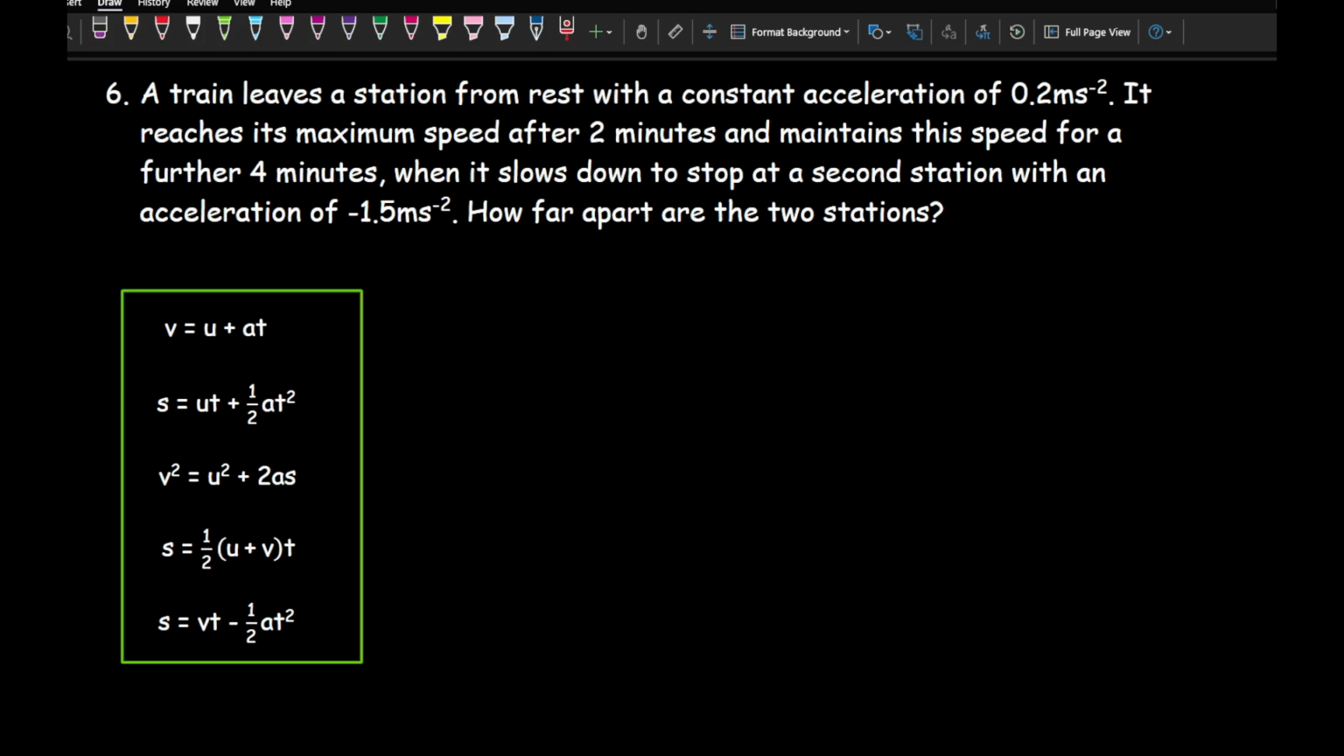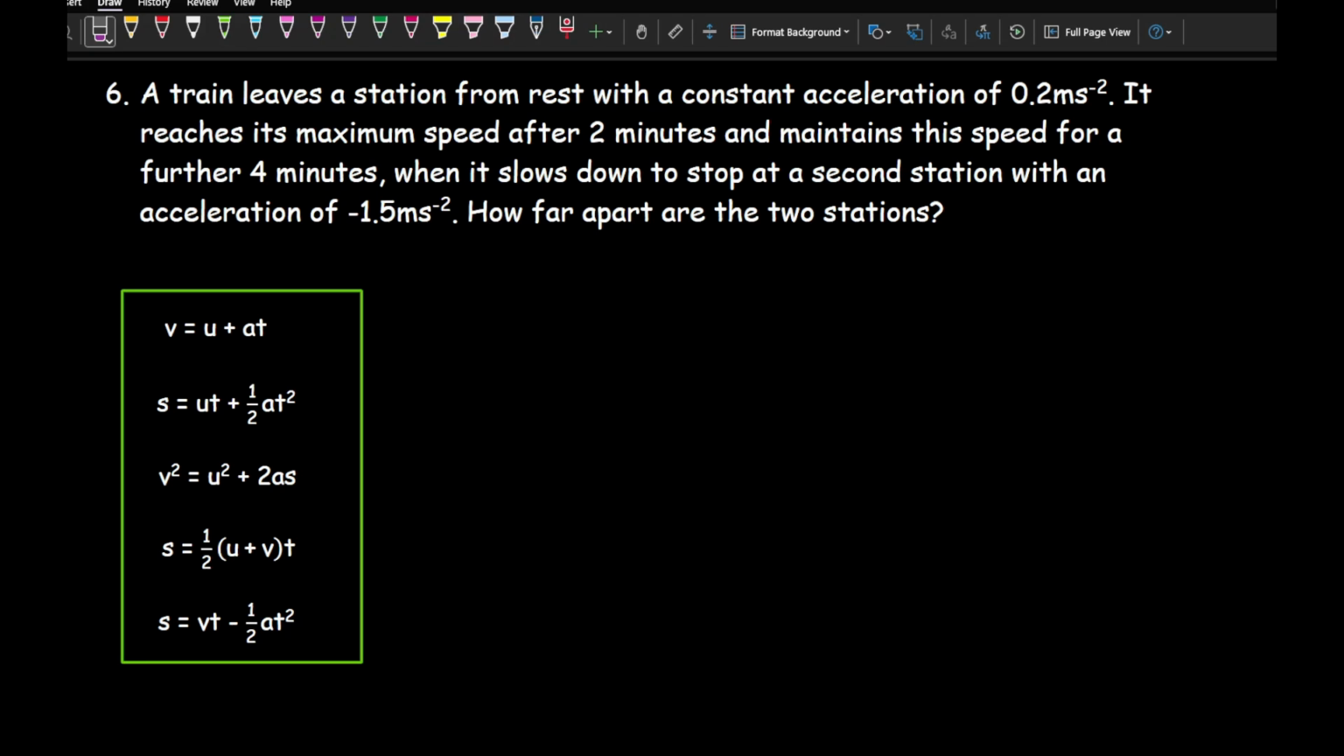So example 6 says a train leaves the station from rest with a constant acceleration of 0.2 meters per second squared. It reaches its maximum speed after 2 minutes and maintains this speed for a further 4 minutes when it slows down to a stop at a second station with an acceleration of minus 1.5 meters per second squared. And the question is asking us to find out how far apart are the two stations.